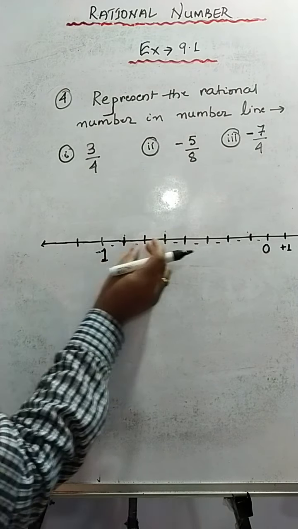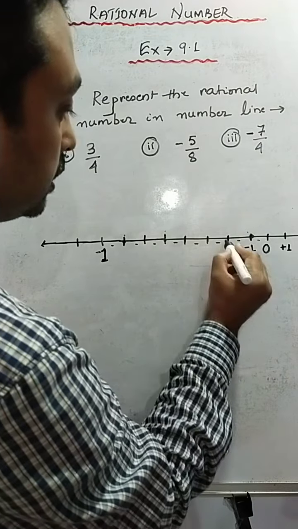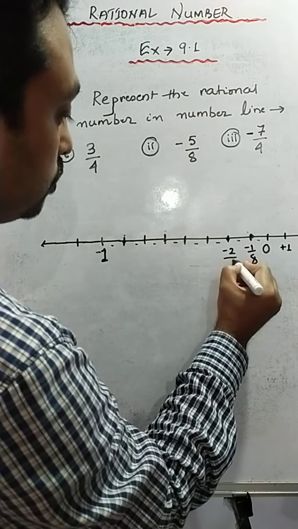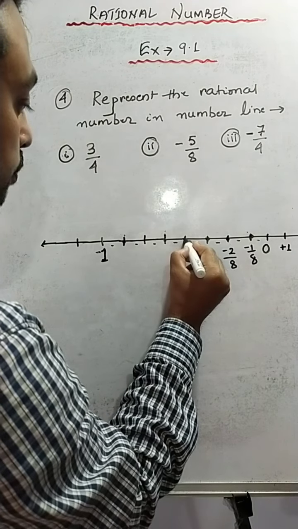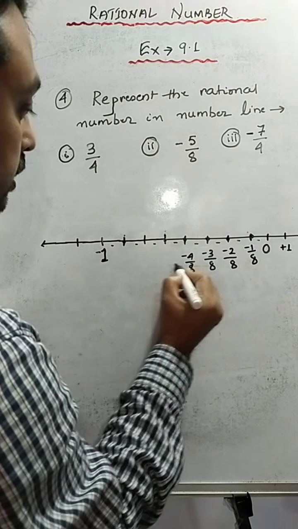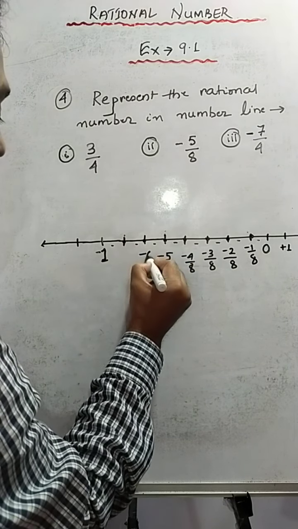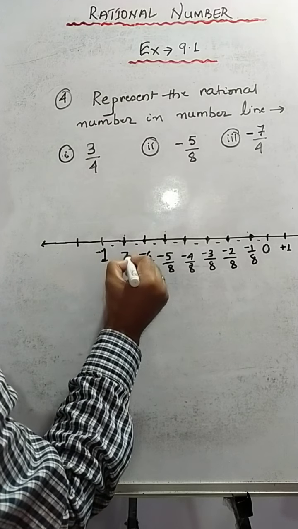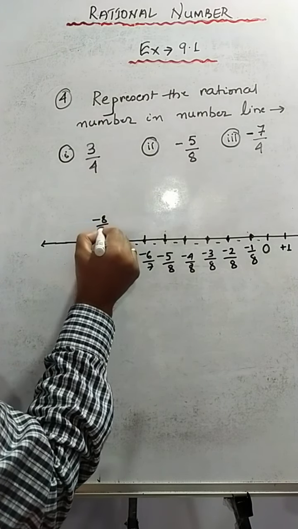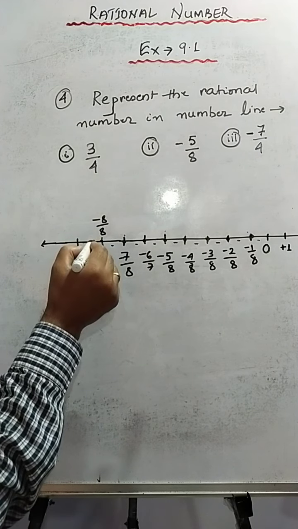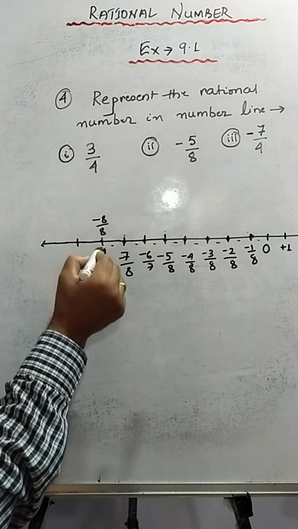Fine. So 8 divisions have to be there, and each point will be considered as minus 1 upon 8. This point will be considered as minus 2 upon 8, this as minus 3 upon 8, minus 4 upon 8, minus 5 upon 8, minus 6 upon 8, minus 7 upon 8, and this will be considered as minus 8 upon 8. So minus 8 upon 8 is what? Minus 8 by 8, we'll reduce it, we'll get minus 1.